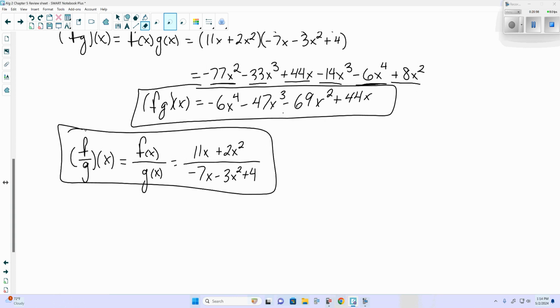Questions on addition, subtraction, multiplication, or division? We good with these here? Yes. All right. Are you ready for the next one? Yes.